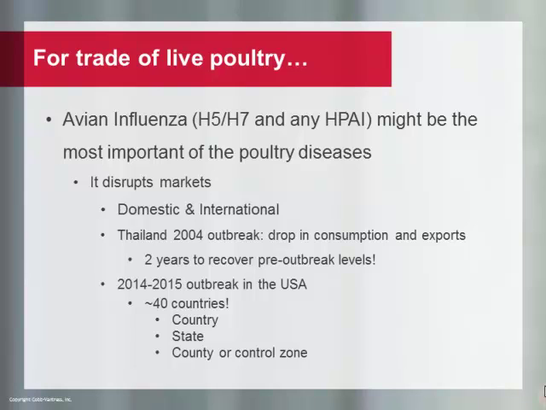Back in 2014 and 15, in the outbreak we experienced here in the United States, approximately 40 countries imposed, to different degrees, certain levels of restrictions to imports from the country, whether this was a complete countrywide ban, such as China, Thailand, South Korea, or at a state level. Multiple countries imposed sanctions at a state level, or some that were a lot more friendly imposed sanctions only at a county or even control zone level, such as Canada, Mexico, the EU. Those were very friendly with us back then.